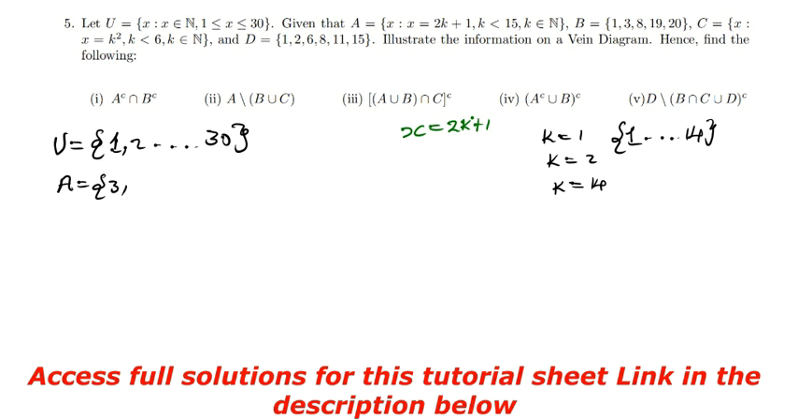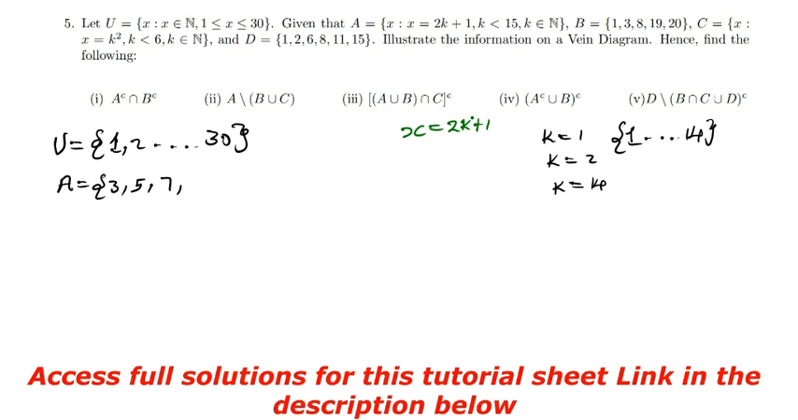Okay, 3. Then the next member k will be 2. 2 multiplied by 2, that is going to be 4. 4 plus 1, that is going to be 5. Next, I want you to observe the pattern that we're going to have here. The next we are going to have 3. 2 multiplied by 3, that is going to be 6. 6 plus 1, that is 7.